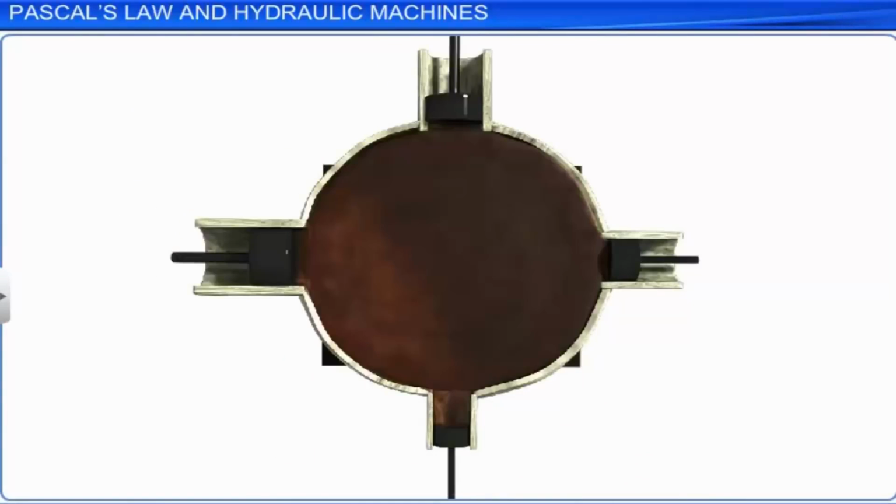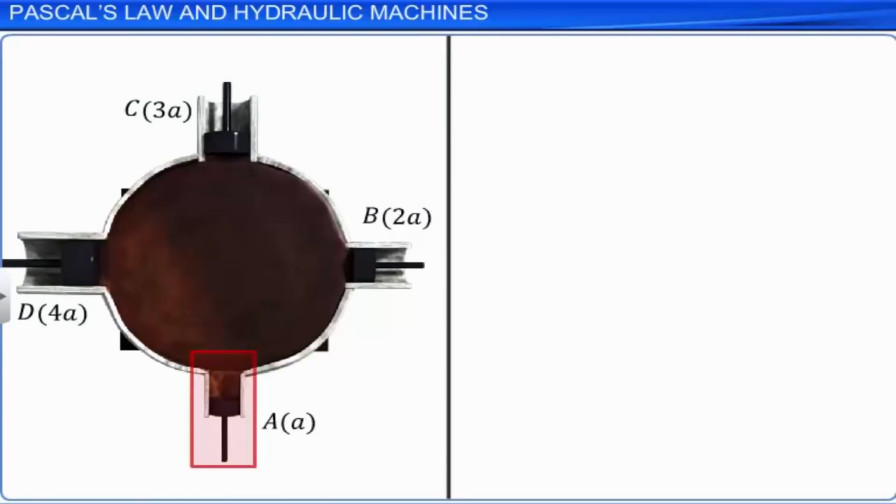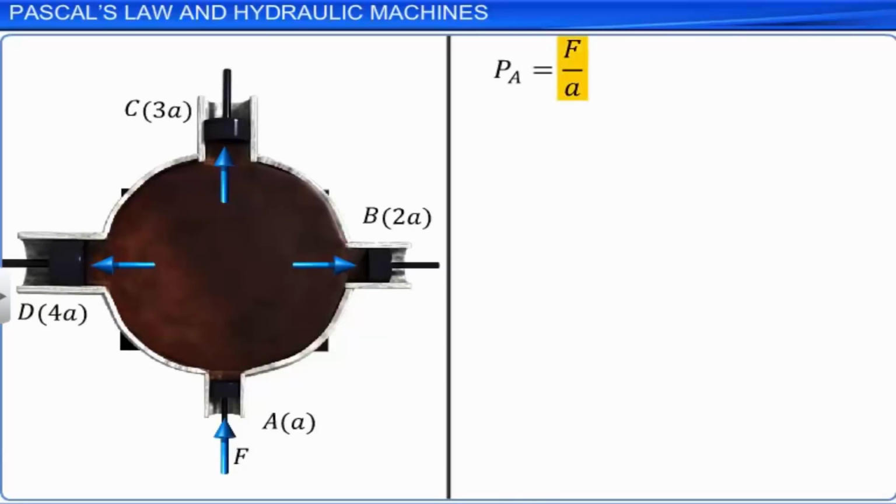Consider a spherical vessel containing 4 cylindrical tubes A, B, C and D of area of cross-section A, 2A, 3A and 4A. Each of these openings is fitted with an airtight piston. Let piston A be pushed with a force F. Then the pressure on the piston is F by A. Pistons B, C and D move out due to this pressure. However, pistons B, C and D can be held in their position only when the forces applied on them, that is, FB, FC and FD are equal to 2F, 3F and 4F respectively.